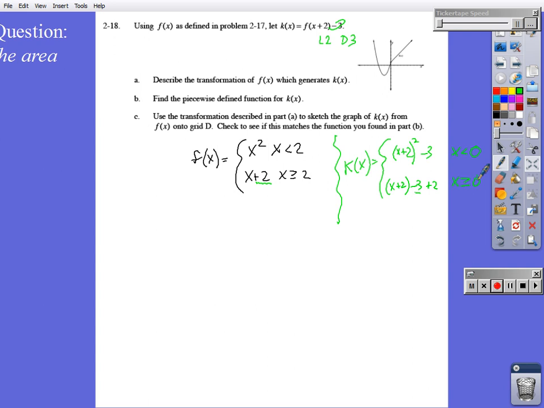Okay, so if I were to simplify this, though, I would leave the parabola the same because it just looks like graphing form.